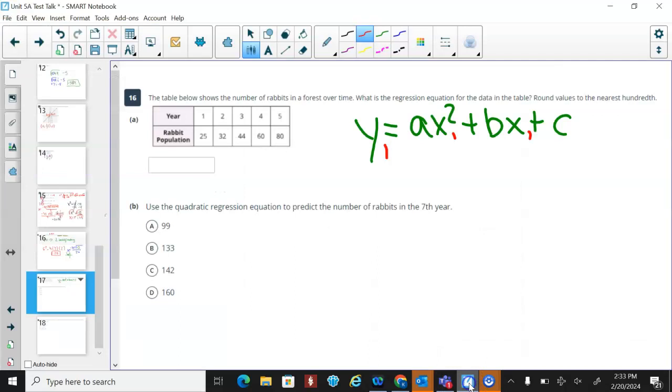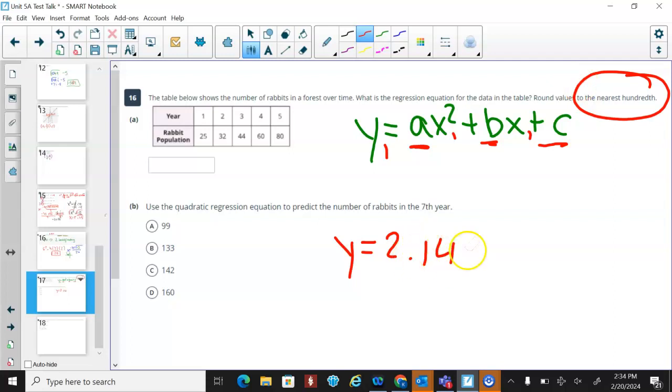So when it's asking you to put a full equation in here, instead of this A, B, and C, this is where I'm putting those numbers that I just got from Desmos. The numbers were, and it also says round it to the nearest hundredth. Make sure that you got 2 places past the decimal. So that's 2.14x squared, plus my b was 0.94x, and my c was 21.8. So that is the equation that we were looking for.